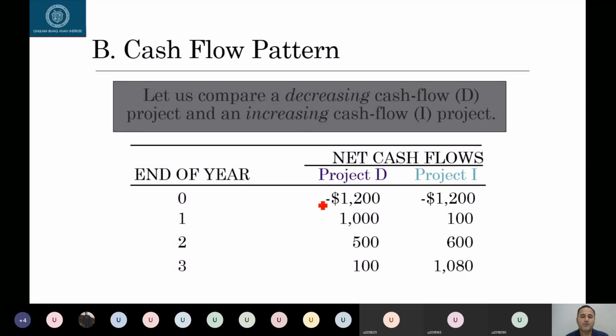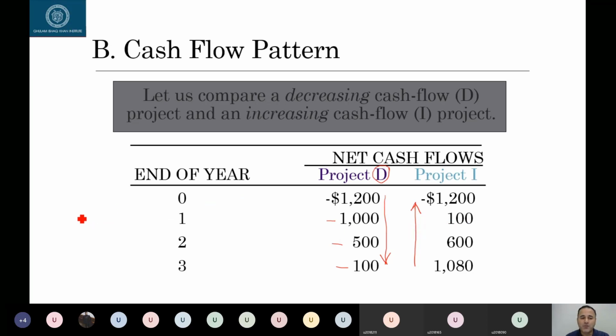Another problem with these capital budgeting techniques is that the cash flow pattern also affects which technique we use for project ranking. So for example, there is a project D, which means that the cash flows are gradually decreasing, and then we have another project I in which the cash flows are increasing. So if you see here, for an initial investment of $1,200 in project D, the first year cash inflow was $1,000 and it's gradually decreasing. So that's why I labeled it as D. And then in project I, the initial investment again is $1,200, similar to project D, but the cash inflows are increasing with the passage of time.